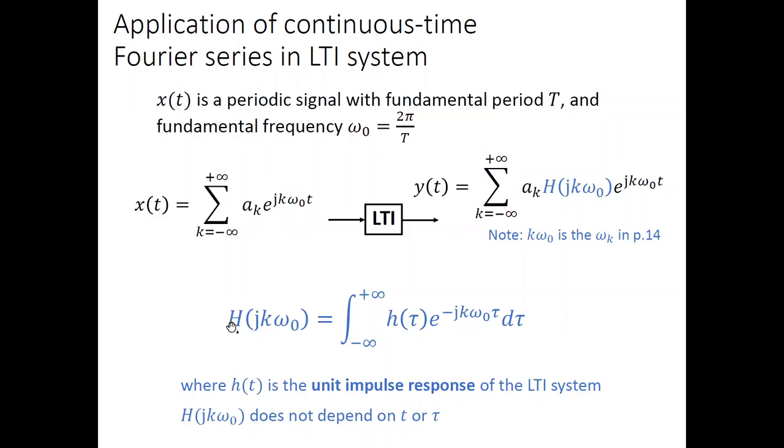The only thing that changes with the appearance of x of t is the Fourier coefficients ak. And we only need to recalculate the Fourier series of x of t, get the new ak, and the new ak can multiply with the same capital H of jk omega 0 we calculated before. And we get a new output y of t. So that's why it is sometimes convenient to determine this capital H for a signal with certain fundamental frequency.